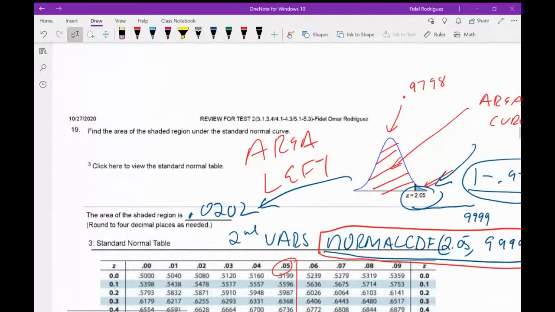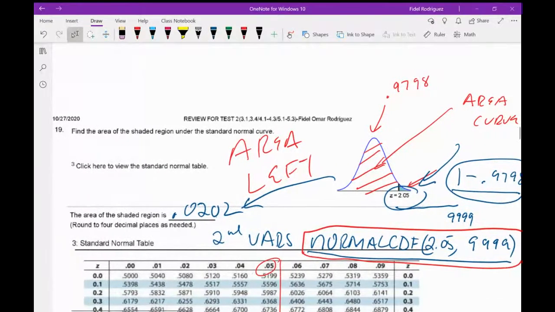Okay. So, sir, for these type of questions, we always use the CDF? Yes, ma'am. Excellent question. Yes, guys, very good question. On all of these, we're always going to use the CDF. That's correct. Excellent.